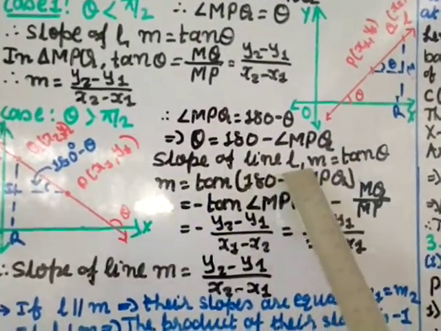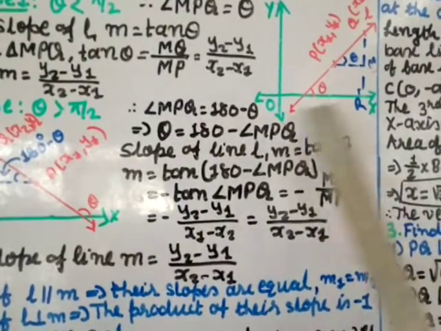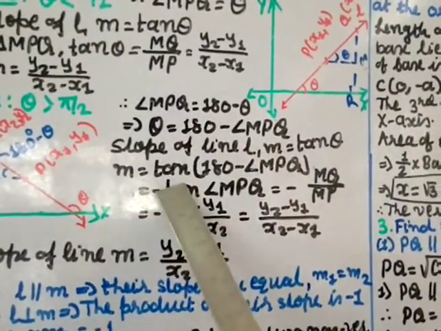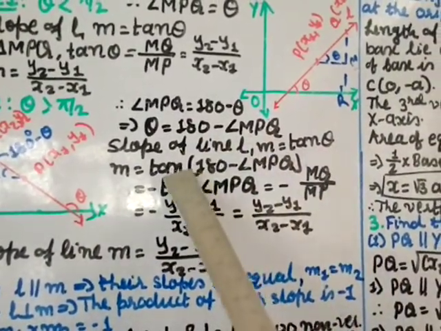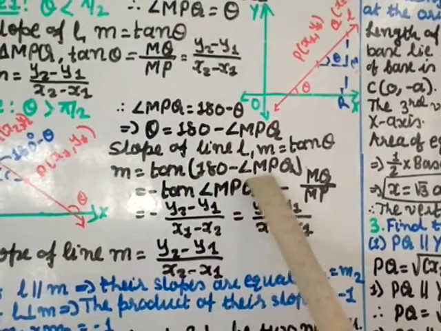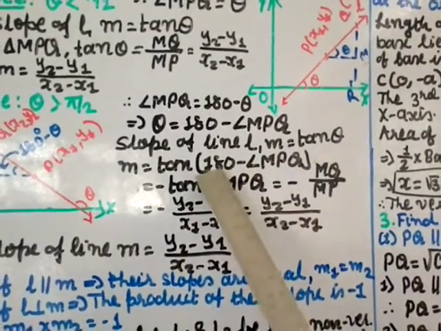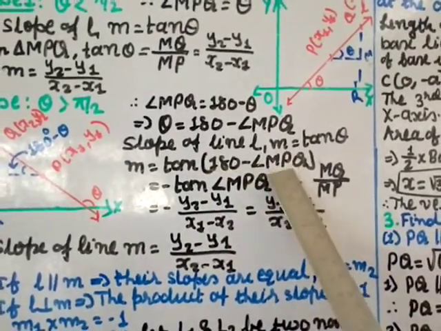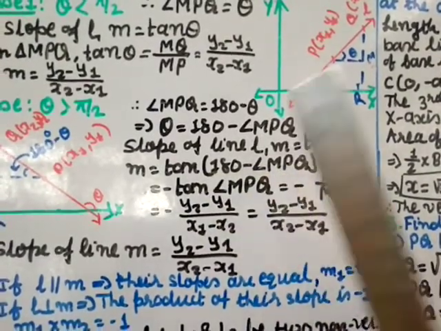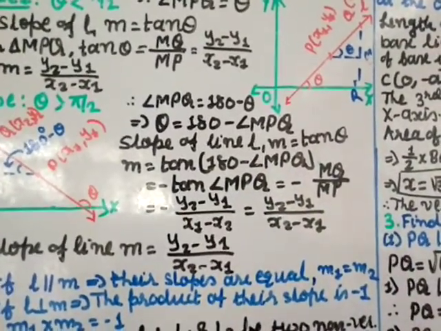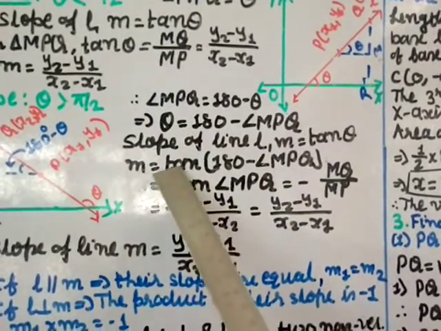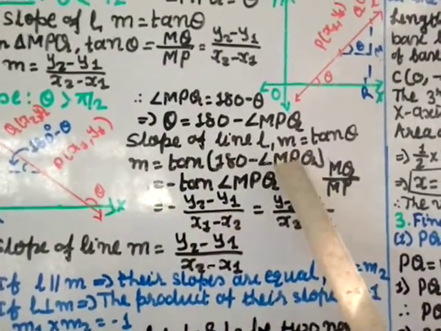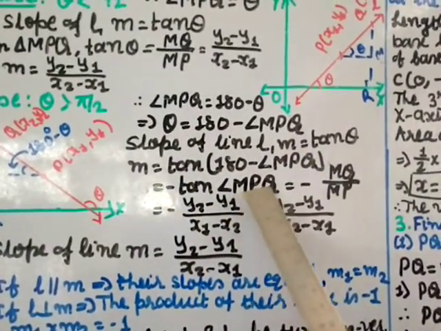Now slope of the line L, m is equal to tan theta. That is by definition. So m equal to tan, theta value put from here. So 180 minus angle MPQ. Now 180 minus, this is also theta angle. So 180 minus some angle, that value lies in the second quadrant. In the second quadrant, tan is negative. So I can write this as minus tan, and this angle comes MPQ.